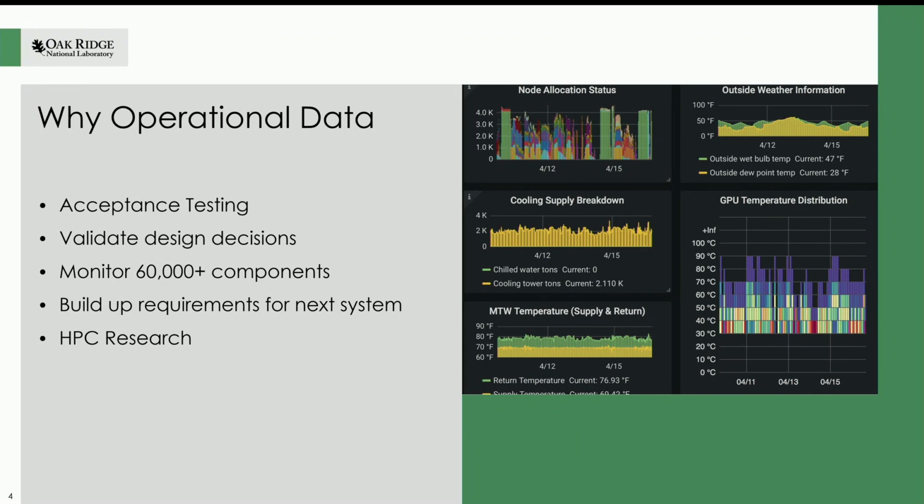But yeah, okay. So why do we want operational data, right? So there's acceptance testing, being able to see how much power you're using during your HPL benchmark, right? Bronson had a really good graph of that yesterday. Being able to validate design decisions, being able to monitor all those components, building up your requirements for your next system, and then also just HPC research, right? Oak Ridge is a research lab, so having that data around so that people can use it for research is important.